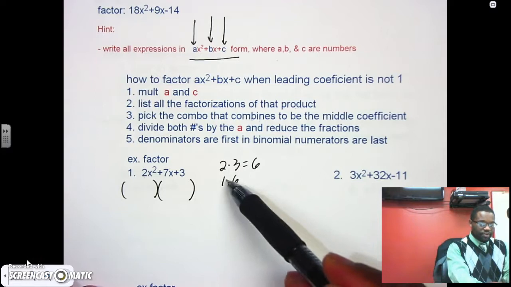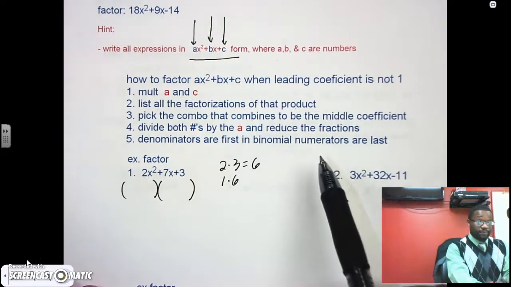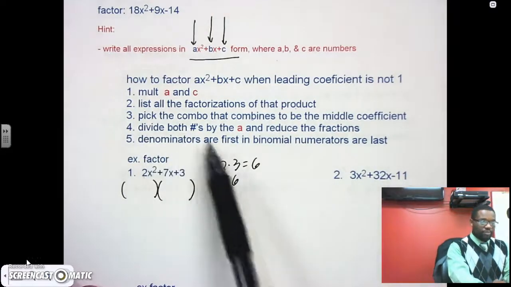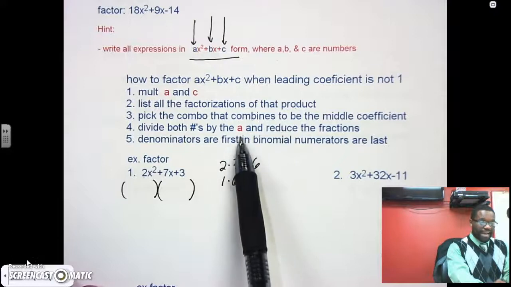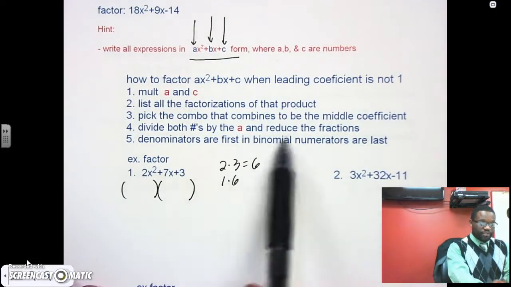Now you have to check. 1 times 6 equals positive 6. 1 plus 6 equals positive 7. So we're cool there. Here's where it changes up a little bit. Now you divide both of those two numbers that you came up with by a, like a in this statement, which is 2, and then reduce to fractions.